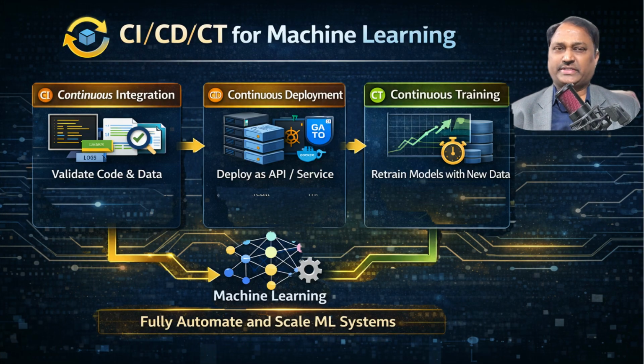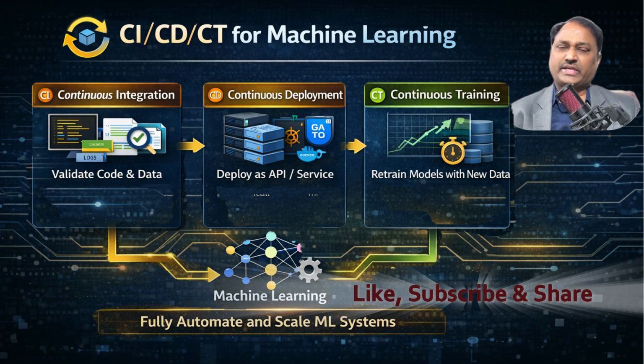CI/CD/CT for machine learning. In DevOps, we have CI/CD. In MLOps, we extend it further. CI is continuous integration, automatically validates code and data changes to ensure consistency and reliability. CD is continuous deployment, automatically deploys models to production for faster and reliable releases. CT is continuous training, automatically retrains models using new data to keep them up to date. This makes ML systems fully automated and scalable.